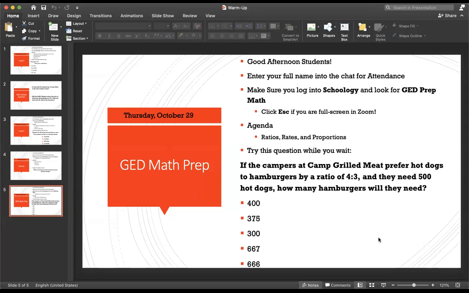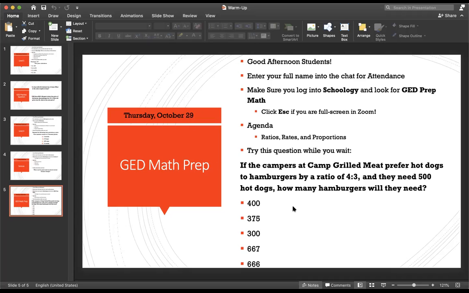So it says here, if the campers at Camp Grilled Meat prefer hot dogs to hamburgers by a ratio of 4 to 3, and they will need 500 hot dogs, how many hamburgers will they need? How do we set that up? How do we set up that question? How do we answer this?